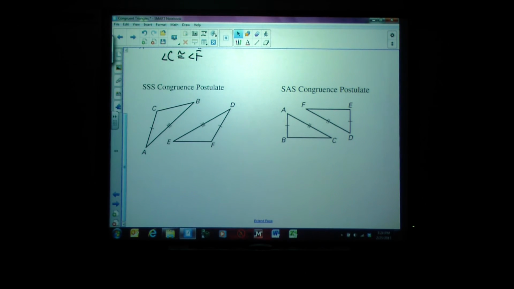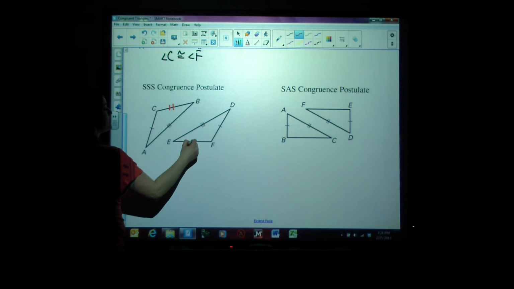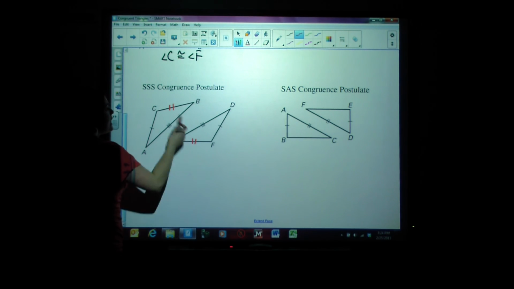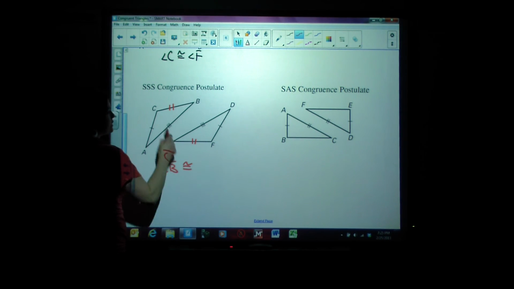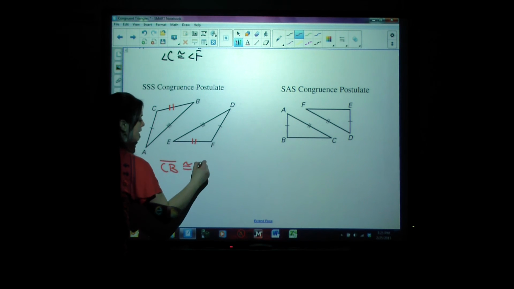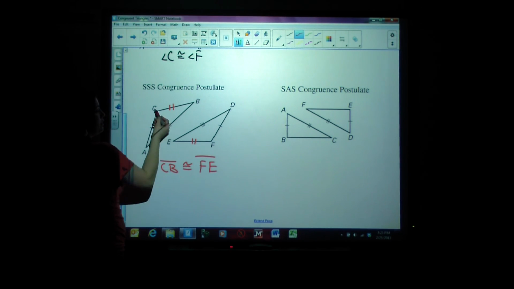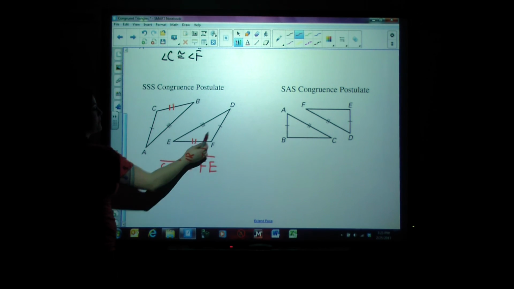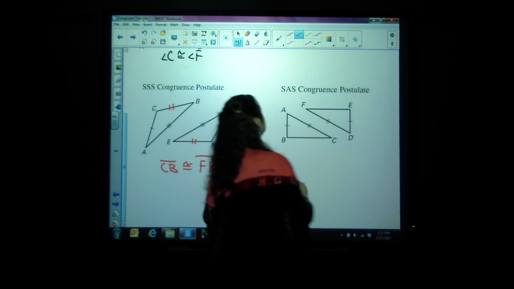How would we prove that these triangles are congruent using side, side, side? Well, that means we need to have all three sides being congruent. And this time we are only given two of the three sides. We would need to prove this side and this side are congruent. And if we write this down, CB would have to be congruent to, I'm going to be picky about the way it's written here, FE. Notice I went from the 1 to the 3. Keep that same order. All right, let's try the next one.